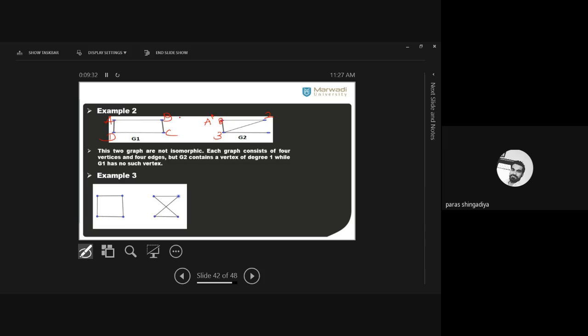So therefore it is not an isomorphic graph. Clear? And if we apply this condition to the third graph, they are isomorphic graphs. Okay, why is it an isomorphic graph? Here we can easily prove it.